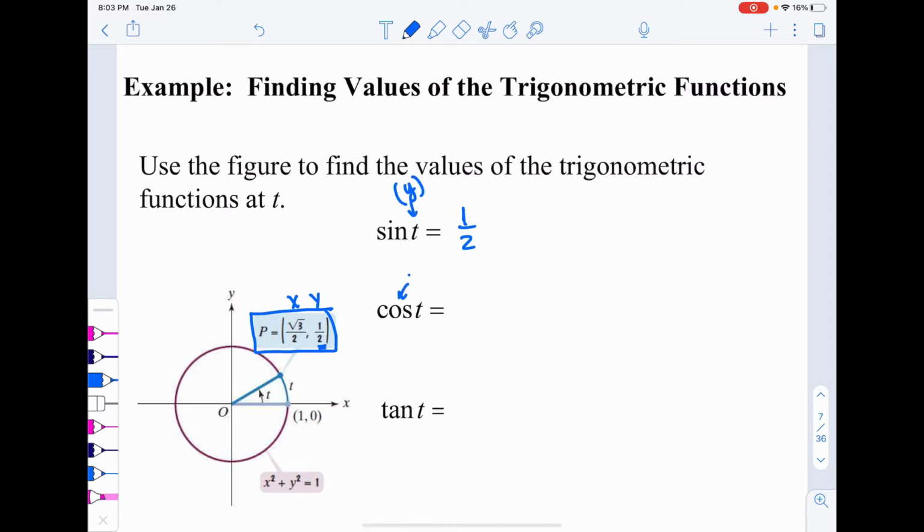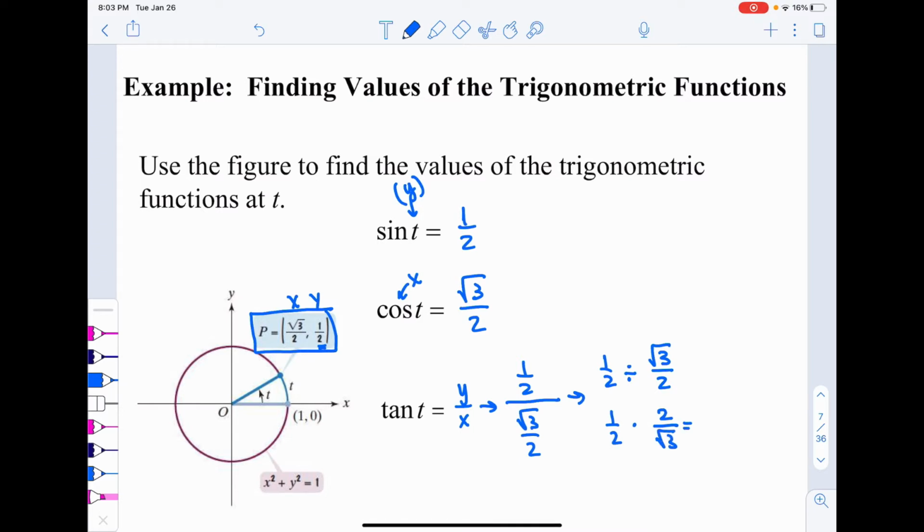Cosine means that we're dealing with our x value. Our x value tells us that we have a square root of 3 over 2. And then our tangent is the same thing as our y divided by x, which means that we are taking our y value of 1/2 and dividing it by that root 3 over 2. Dividing fractions really means we have a 1/2 that's going to multiply by 2 over root 3, just basic division of fractions, multiplied by the reciprocal. If we simplify that down, the 2's cancel.